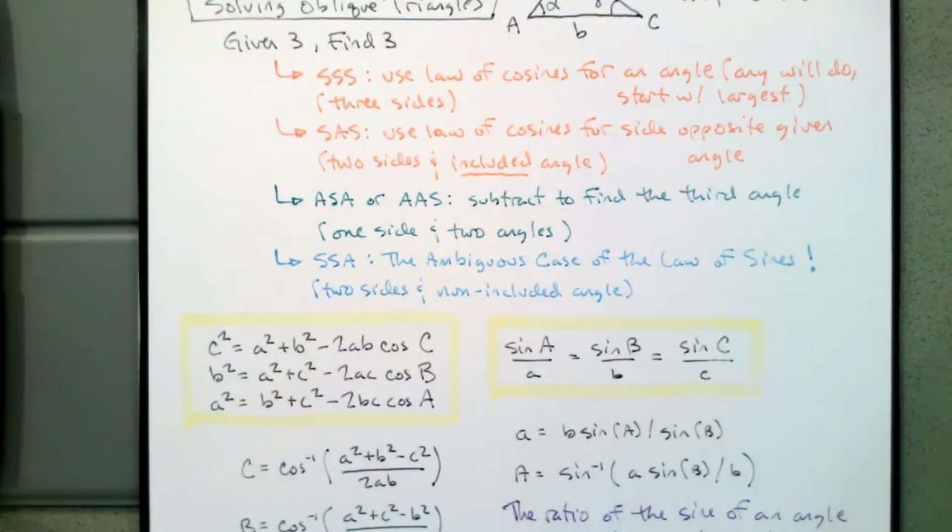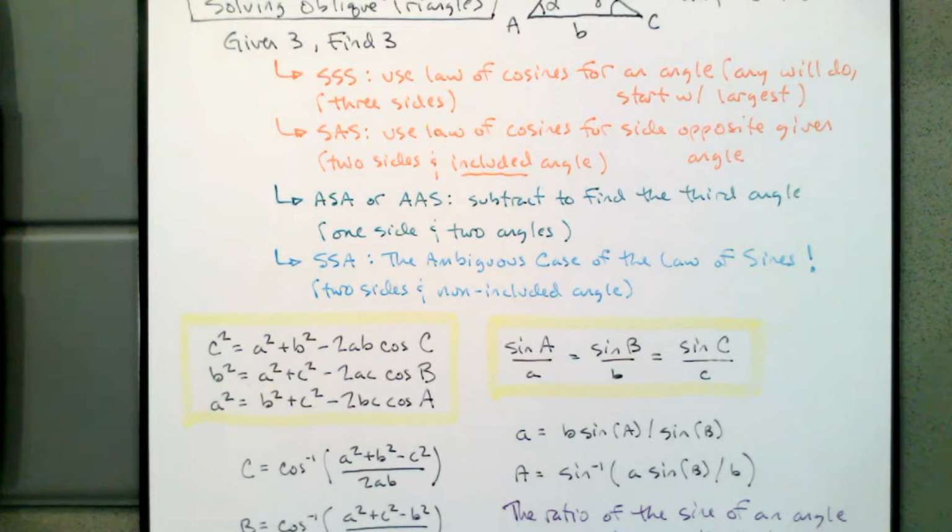So here are the 4 cases that we could come across. The two we looked at last time, where you're given 3 sides. You're going to have to use the law of cosines for any of the angles. I recommend that you start with the largest for no other reason than that we've got to start somewhere. And if you just say, I'm going to start with the largest, that takes a decision away. You don't have to worry about it.